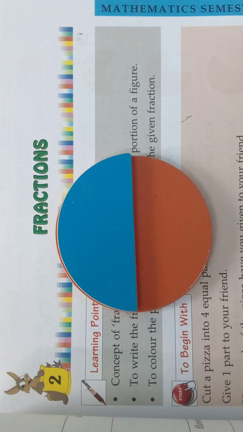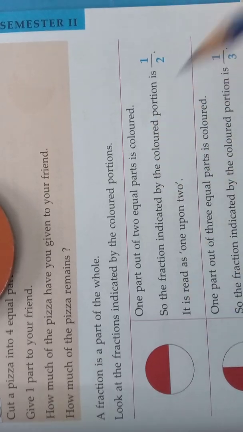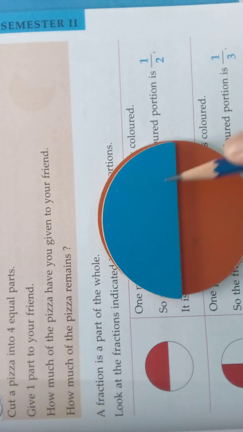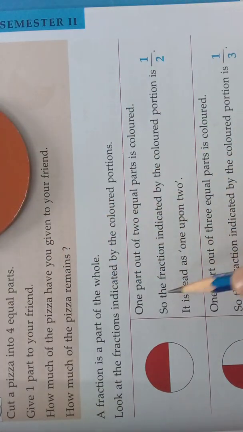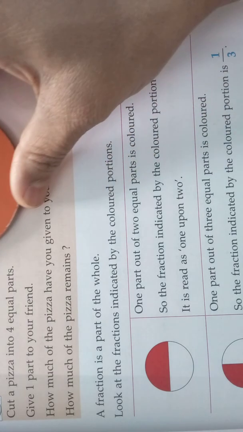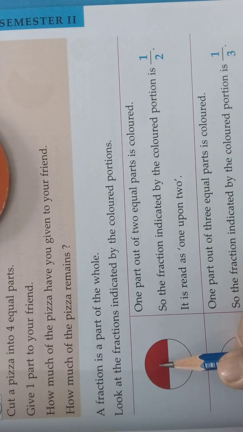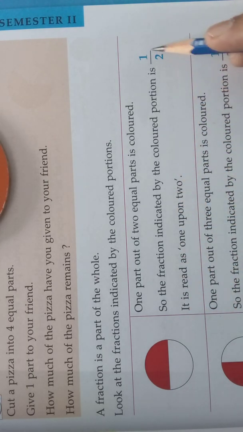Understood, children? See, for example, one part out of two equal parts is colored here. I colored it blue. So the fraction indicated by the colored portion is 1 by 2. See here, how many equal parts did I cut it into? Two equal parts. And I took one part. So it is 1 by 2.